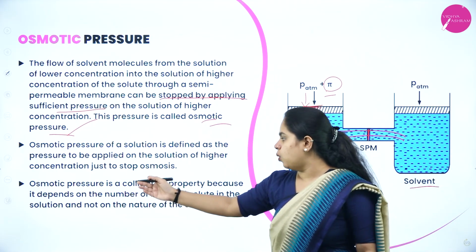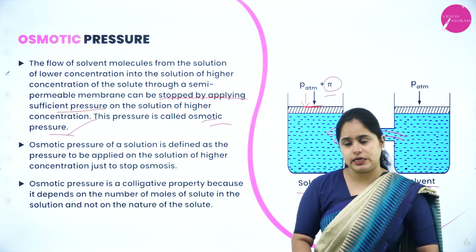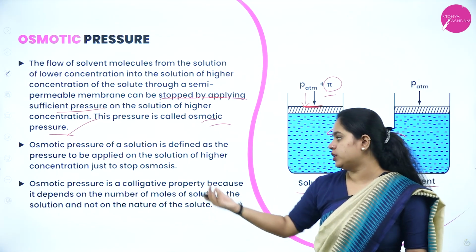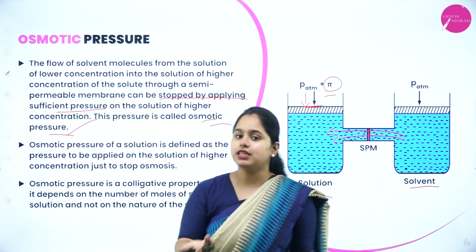Clear? Now, osmotic pressure is a colligative property because it depends upon the number of moles of solute in the solution and not on the nature of the solute.